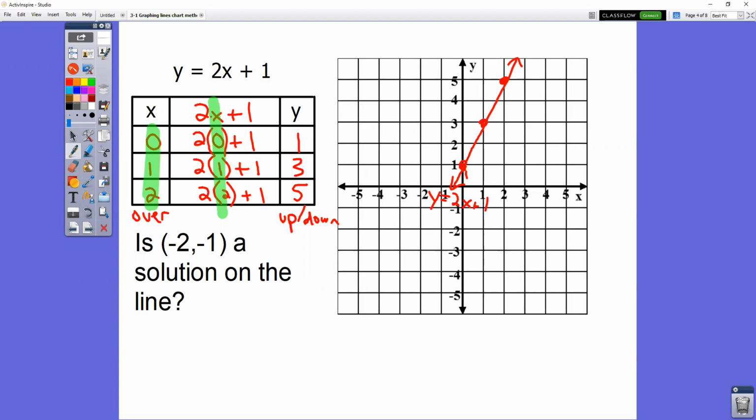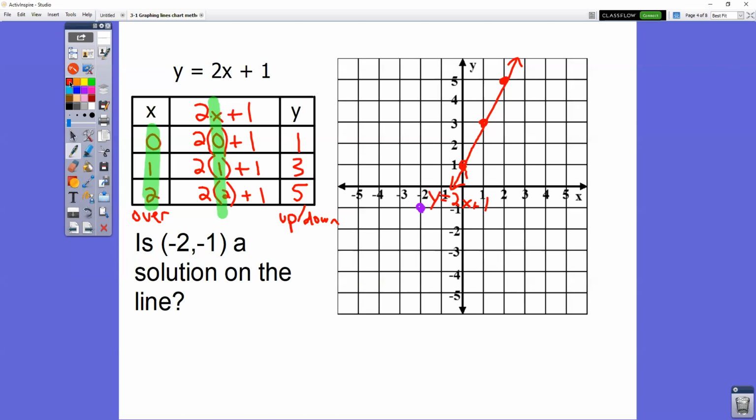Now, this one asks, is the point -2, -1 a solution on the line? They want to know, is that purple point on the line? So we can go and extend our line. We can make our line longer. We were going up 2, over 1, up 2, over 1 to the right.